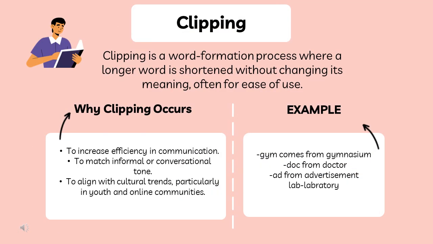Next we have clipping. Clipping is a word formation process where a longer word is shortened without changing its meaning, often for ease of use. Why do you think clipping occurs? Let me tell you. It occurs to increase efficiency in communication, also to match informal or conversational tone, and to align with cultural trends, particularly in youth and online communities. Let's see some examples. Gym comes from gymnasium, doc from doctor, ad from advertisement, lab from laboratory, and so on and so forth.